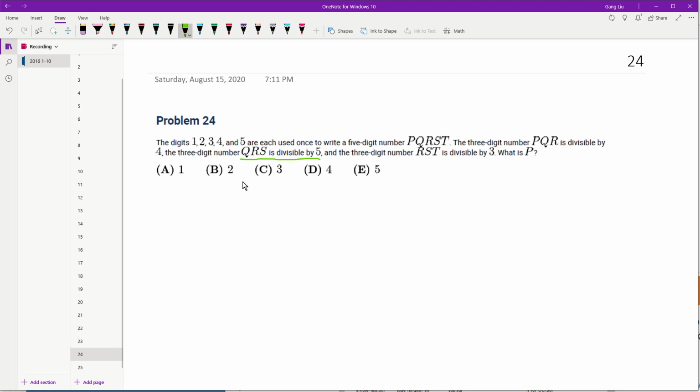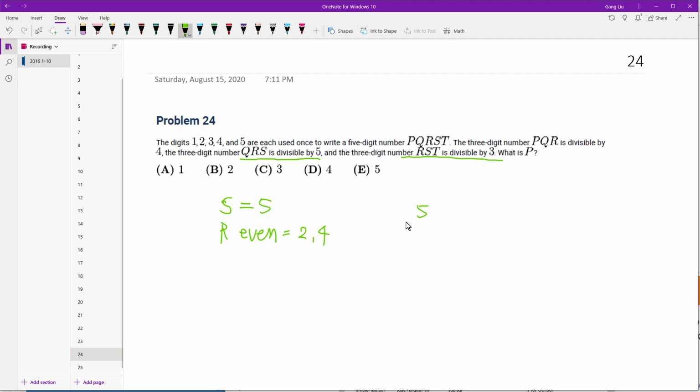This condition is most restrictive, so S has to be 5, because divisible by 5, S has to be either 0 or 5. There's no 0, so S has to be 5. And PQR is divisible by 4, so R has to be even. And the 3-digit is divisible by 3, so 5 and an even digit, it has to be equal to 4 or 2.